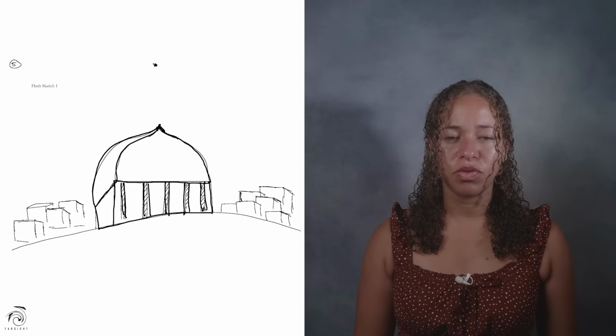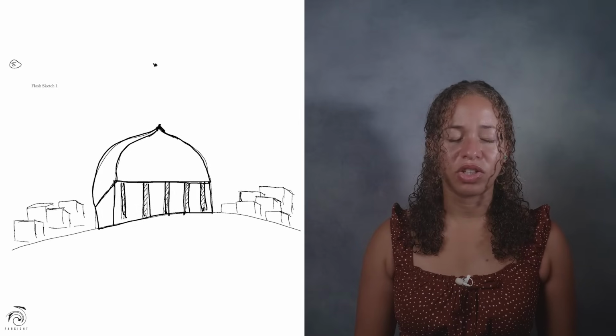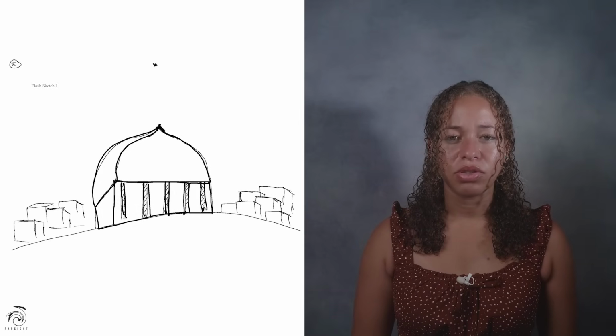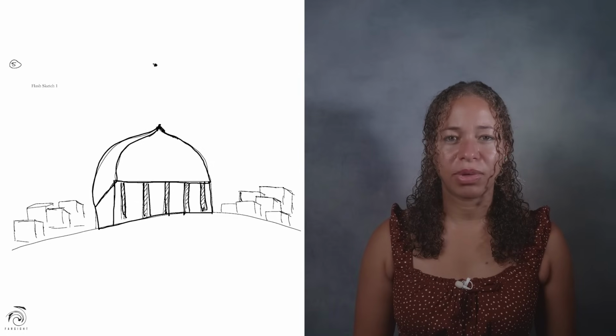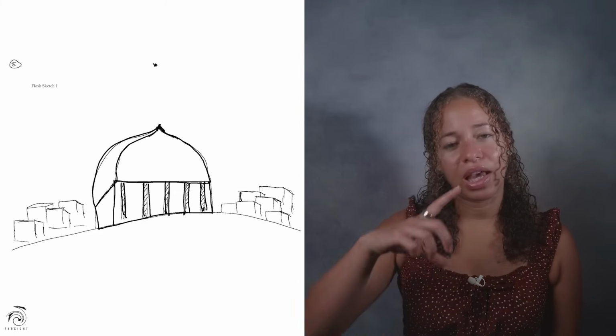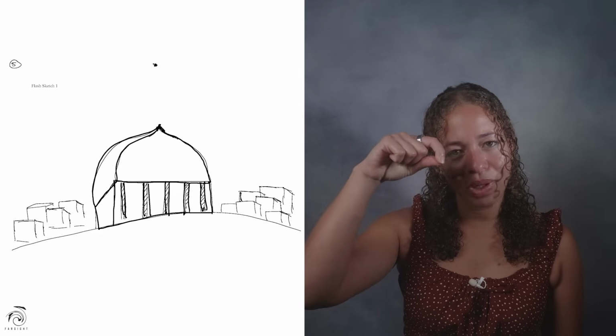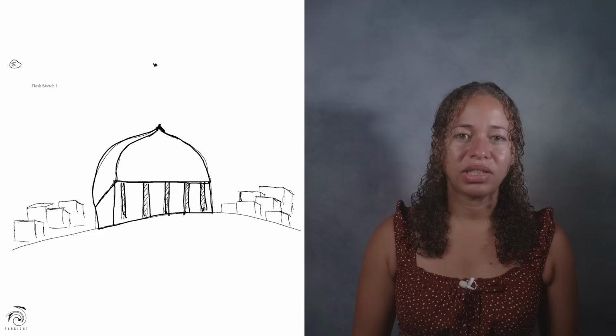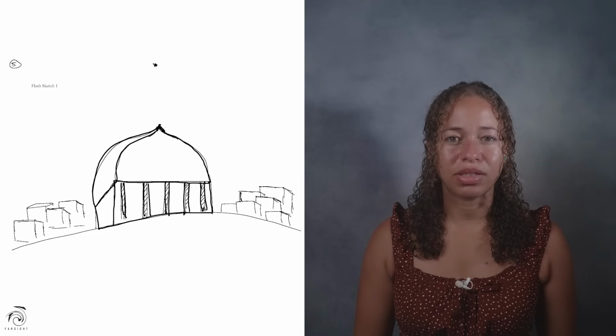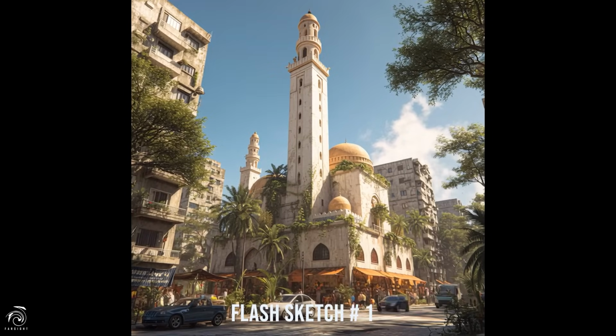Alright, so now let me move to my flash sketches. These are just general perceptions that were coming to me. So for the very first one, here I have this domed structure that I mentioned. It's domed and then it ends with a little peak at the top, and then there are surrounding structures all through. But this seems to be the structure that stands out the most in this environment.